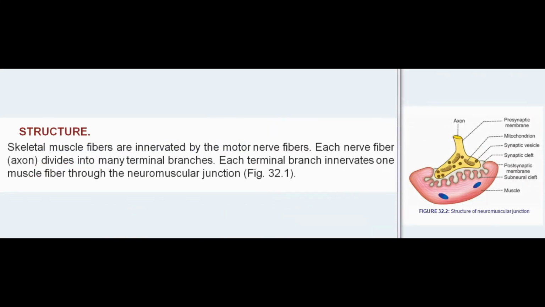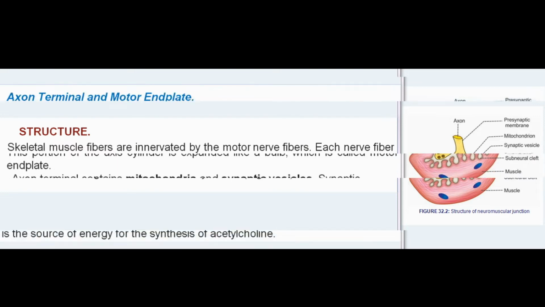Structure. Skeletal muscle fibers are innervated by the motor nerve fibers. Each nerve fiber, axon, divides into many terminal branches. Each terminal branch innervates one muscle fiber through the neuromuscular junction, Fig 32.1.